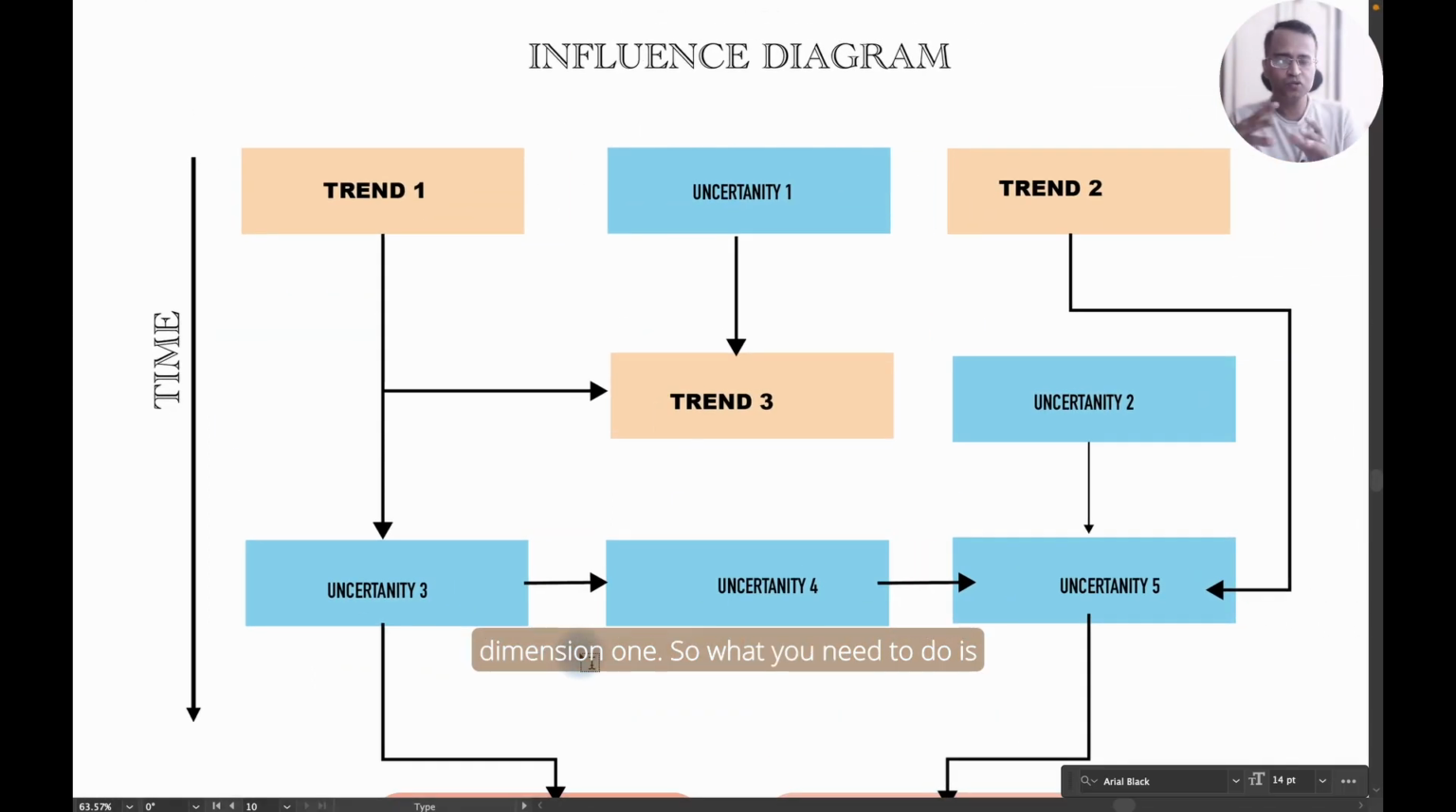So what you need to do is to build your uncertainty diagram, measure all the uncertainties, and filter out your trends with respect to all the uncertainties connected to your organization level. So let's look at one example of this influence diagram to understand it in a better way.